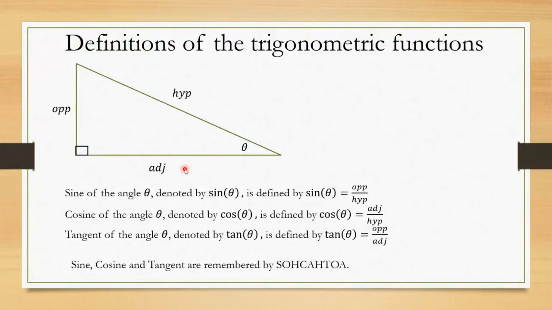Now let's actually get to the definitions of these trig functions. Again, it's defined using the length of these sides. So sine of the angle theta is equal to the opposite divided by the hypotenuse. It's equal to this fraction. Again, this is just a definition.